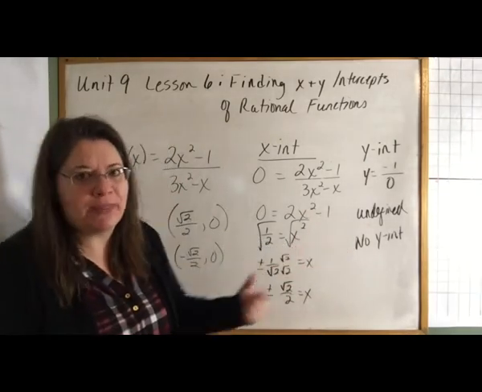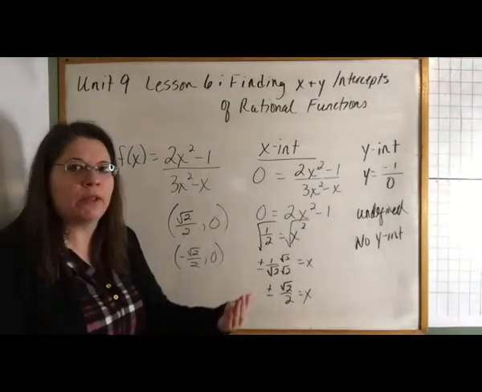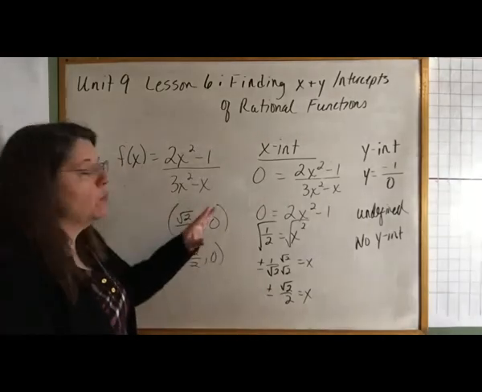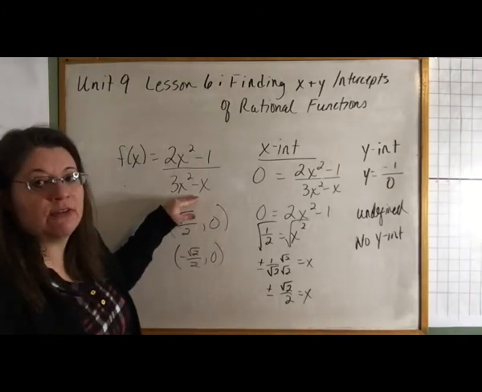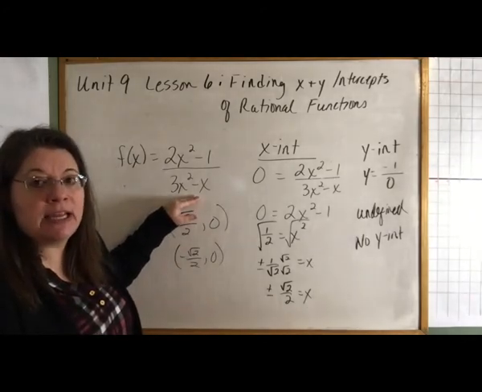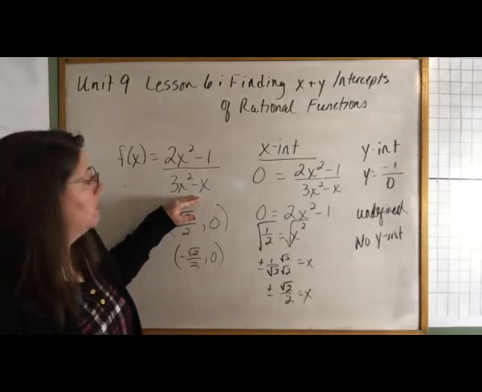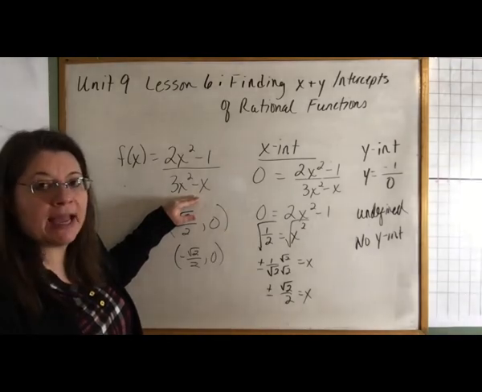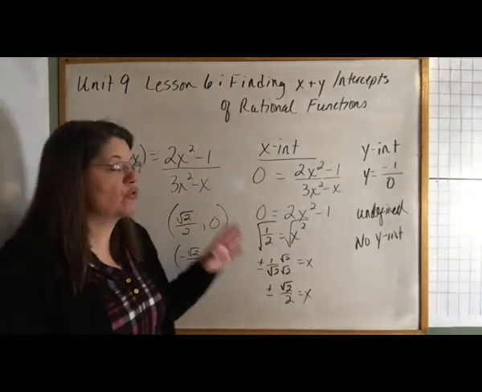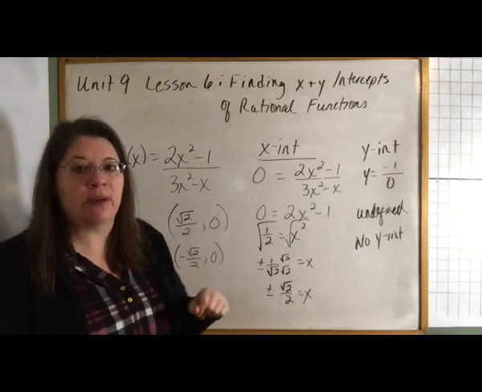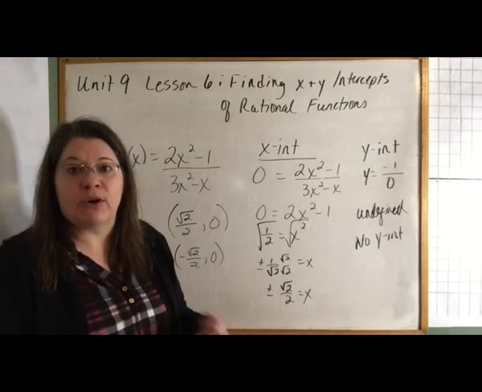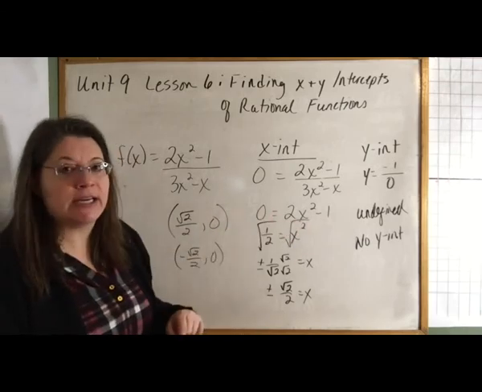And basically what that means is, if you think back to what we learned in the last lesson, where would you have your vertical asymptotes? If we set the denominator equal to 0, isn't that going to be equal to 0? So we have a vertical asymptote at 0. So the line doesn't cross the vertical asymptote. So that's why we don't have a y-intercept. The y-axis is a vertical asymptote. So it's not going to have an intercept.